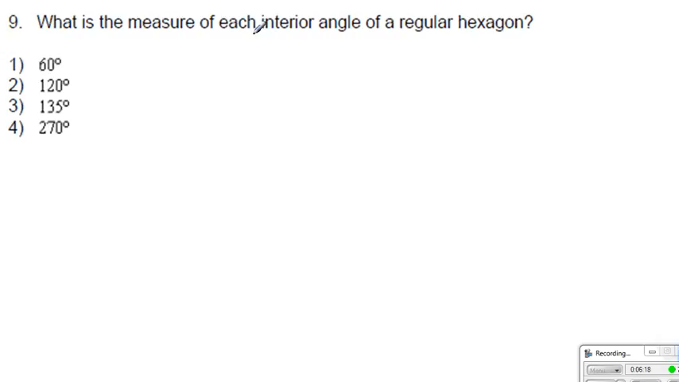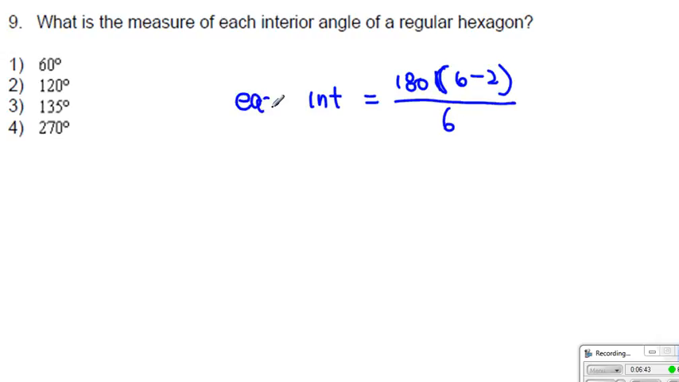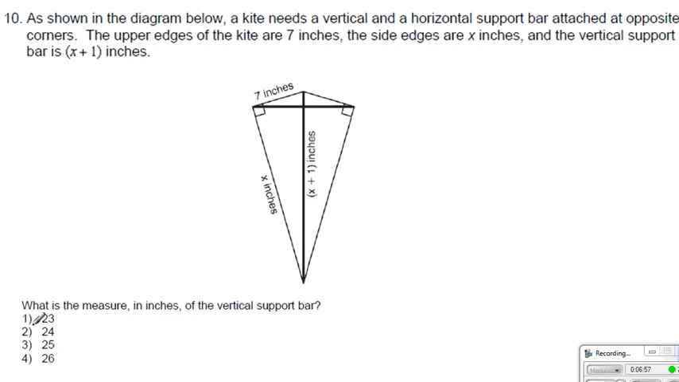Now, what is the measure of each interior angle of the regular hexagon? Now, hexagon, interior angle, sum of the interior angles would have been 180 times 6 minus 2 because of the hexagon, but divide by 6 for each interior angle in a regular hexagon. Then here, we end up getting 120 degrees.